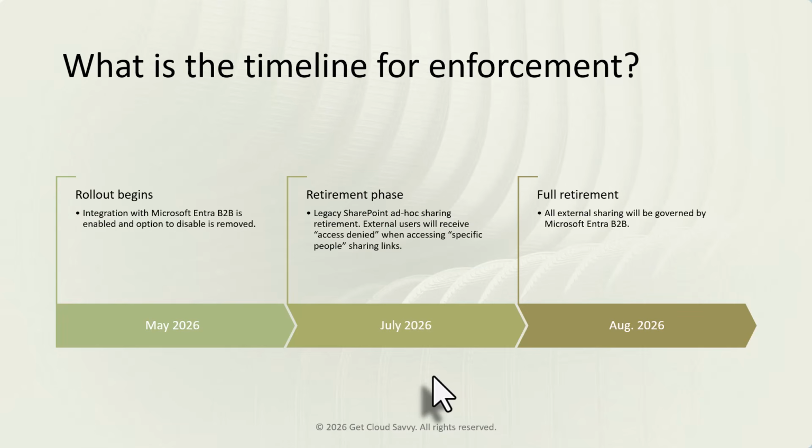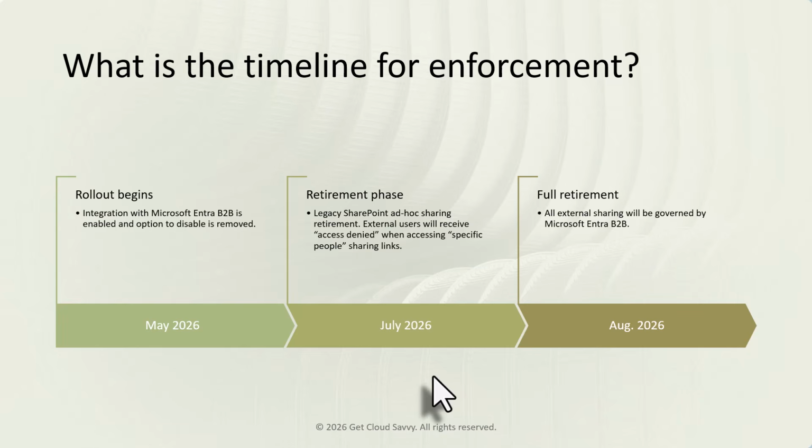And then the retirement phase is actually when we'll have user impact. That's when those legacy SharePoint ad hoc sharing links, or what we call specific people links, will receive some sort of access denied message when an external user is using that link. Okay, so we'll show you what that looks like. We can kind of predict what that's going to look like.